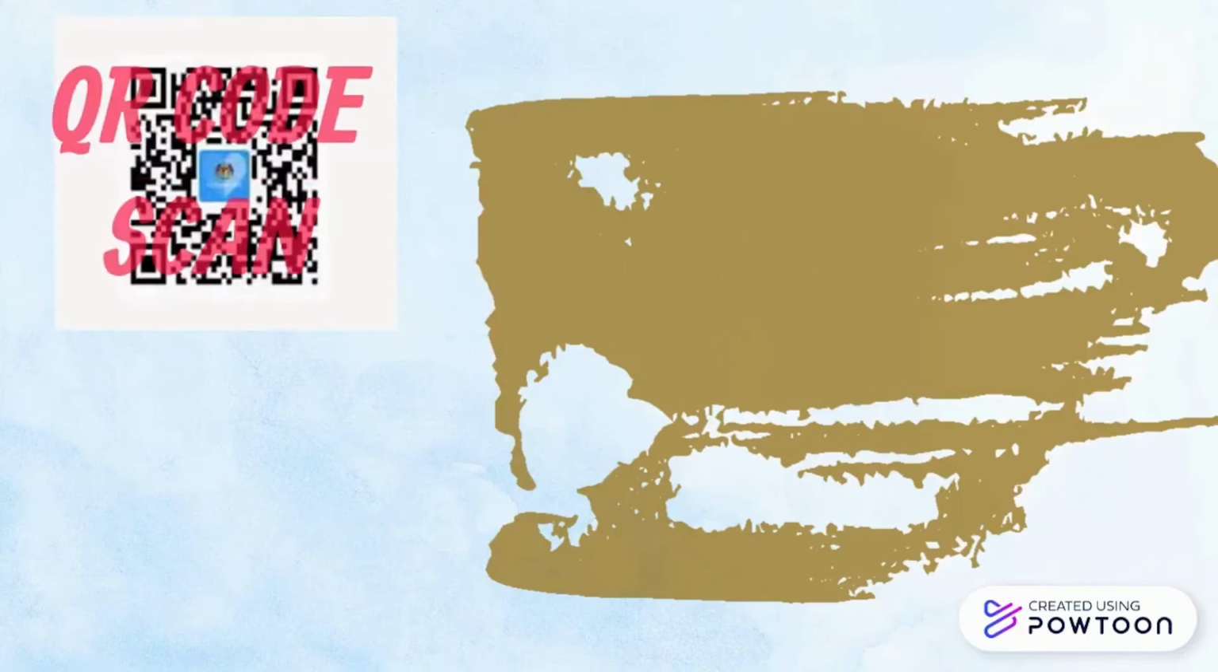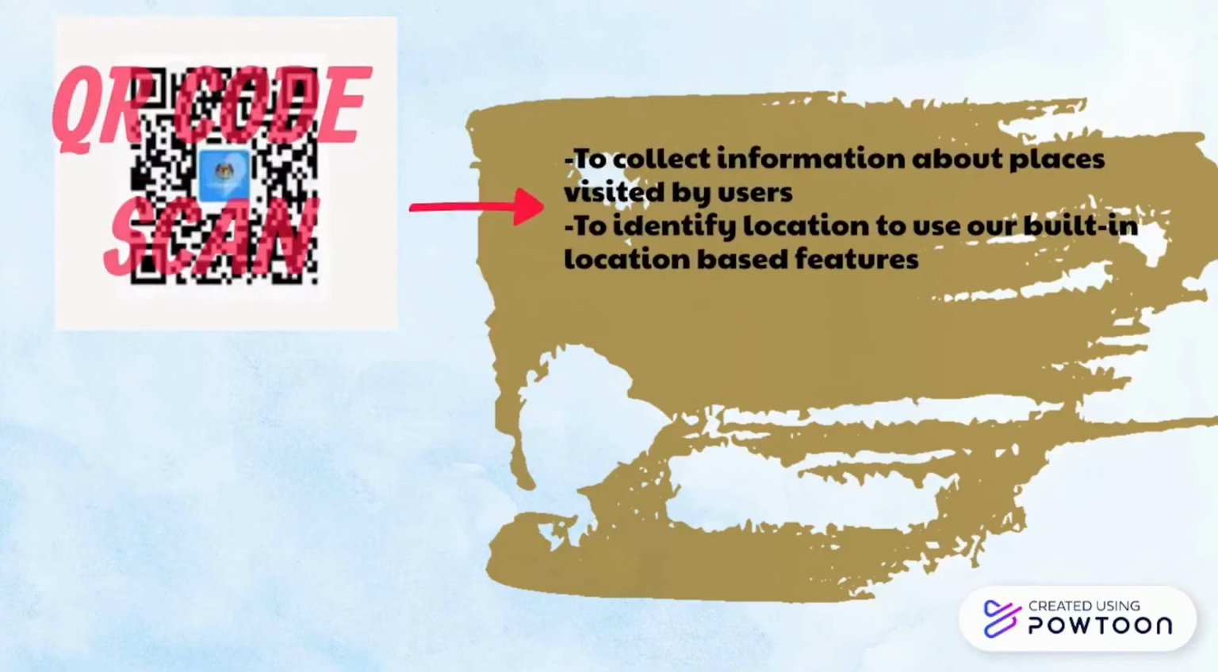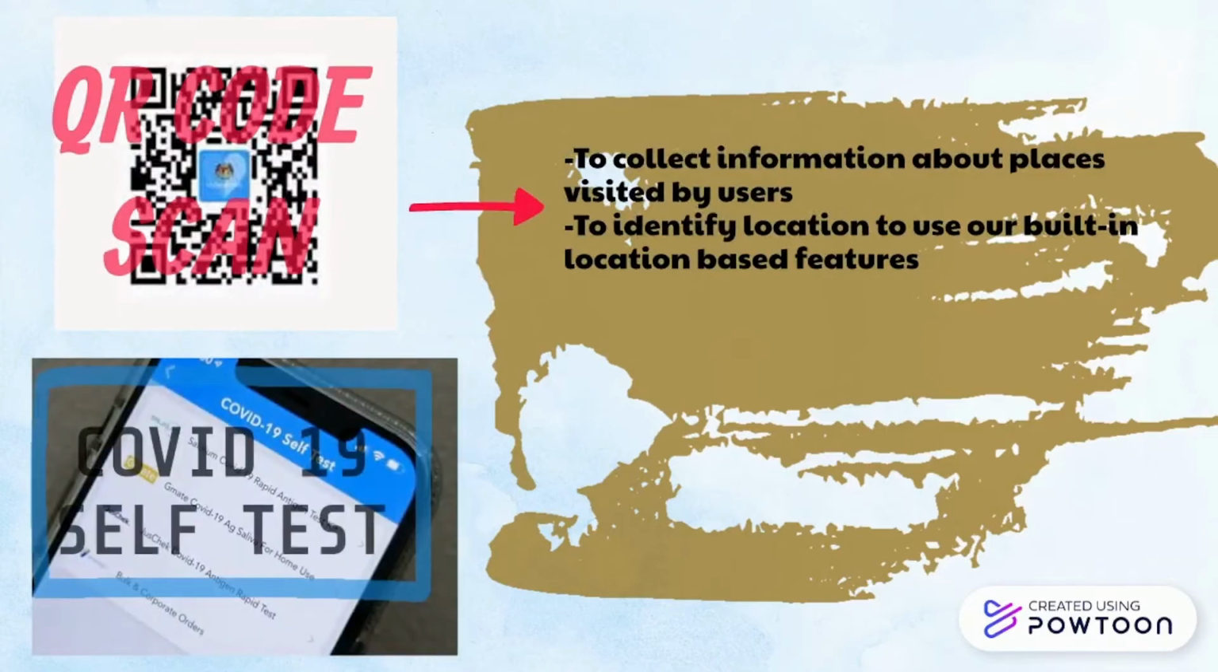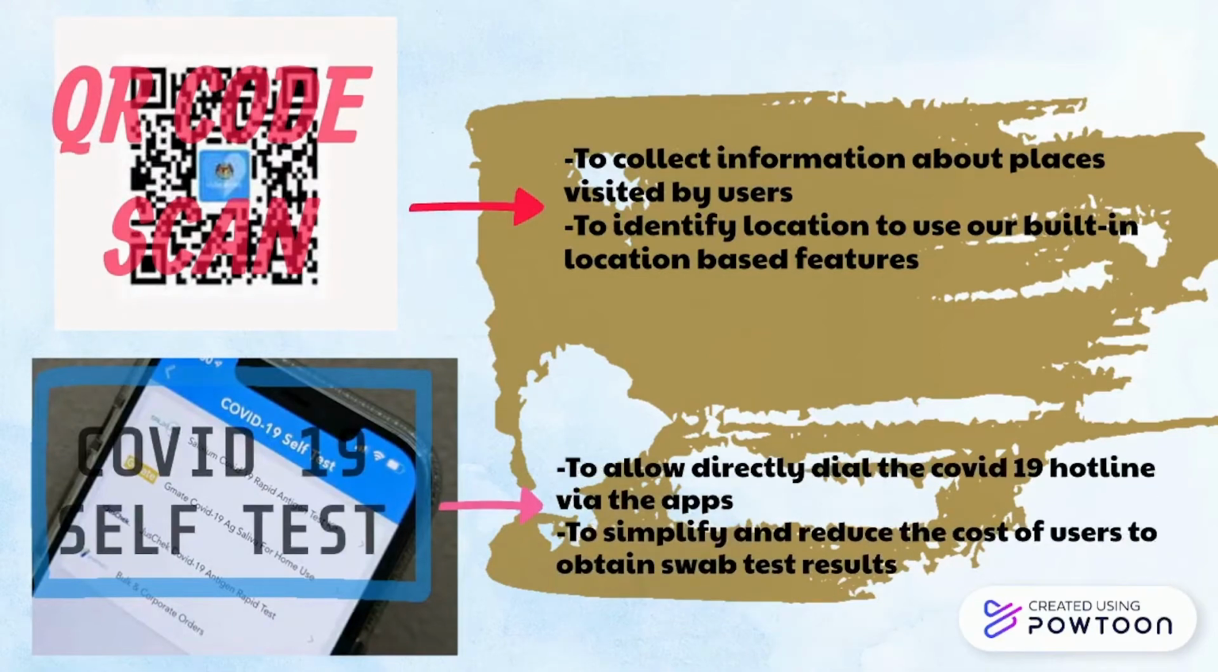QR code scan works to collect information about places visited by users and to identify location to use location-based features. Then, COVID-19 self-test allows users to directly dial the COVID-19 hotline via the app and to simplify and reduce the cost for users to obtain swab test results.